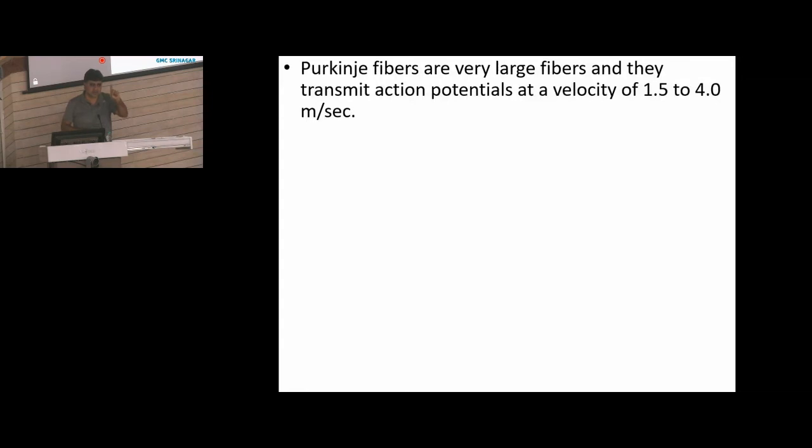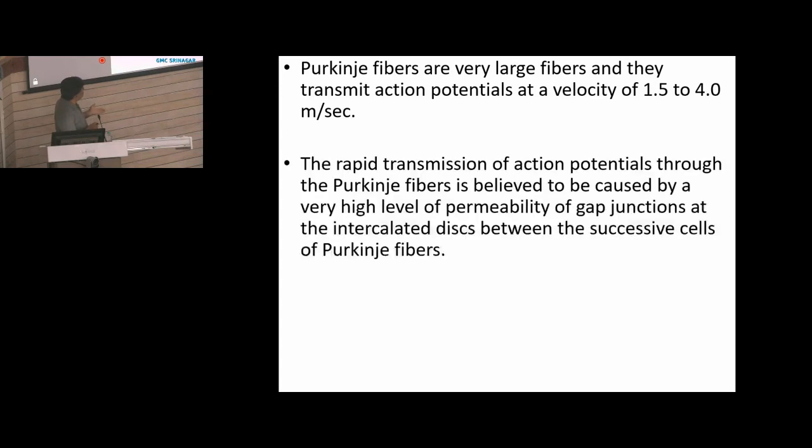So what is the velocity? It can go up to 4 meters per second. What was the velocity of conduction in internodal fibers? 1. In atrial fibers, 0.3. So it is much faster than that. So conduction velocity of Purkinje fibers, the fastest conducting fibers in heart, is 4 meters per second.